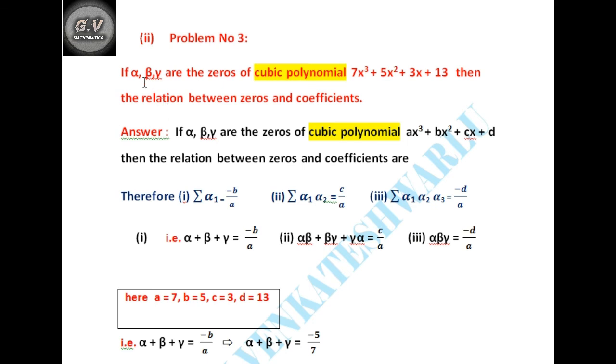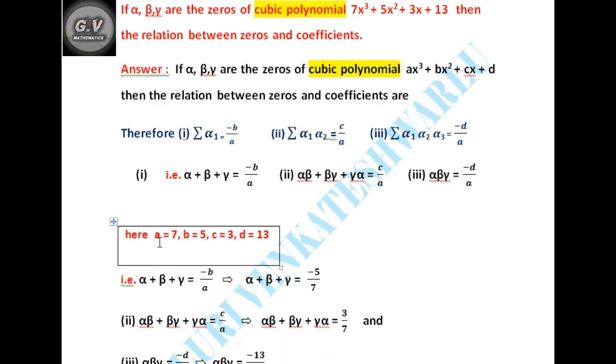So look here, alpha, beta, gamma are the zeros. What about the standard form of a cubic polynomial? ax cube plus bx square plus cx plus d. It is the cubic polynomial. So comparing the coefficients, a is equal to 7. Here these are the zeros. Now we are going to find out the coefficients. a is equal to 7, b is equal to 5, c is equal to 3 and d is equal to 13. Here alpha, beta, gamma are the zeros. What about the first condition?